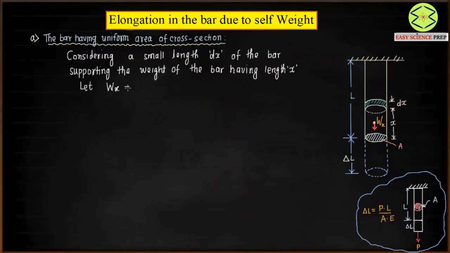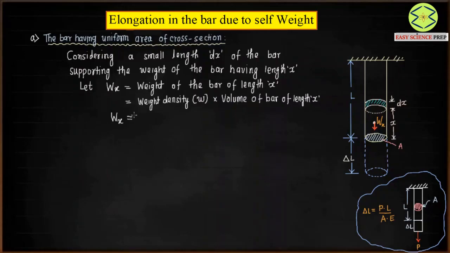So let Wx equal the weight of the bar of length x. Now if I want to find the weight of the bar having length x, this can be written as the weight density of the material, which I call small w, times the volume of the bar having length x. The volume is area of cross section into height. The area of cross section is A, and the height is x, since height is nothing but length. So you can see the weight of the bar having length x is w into A into x.